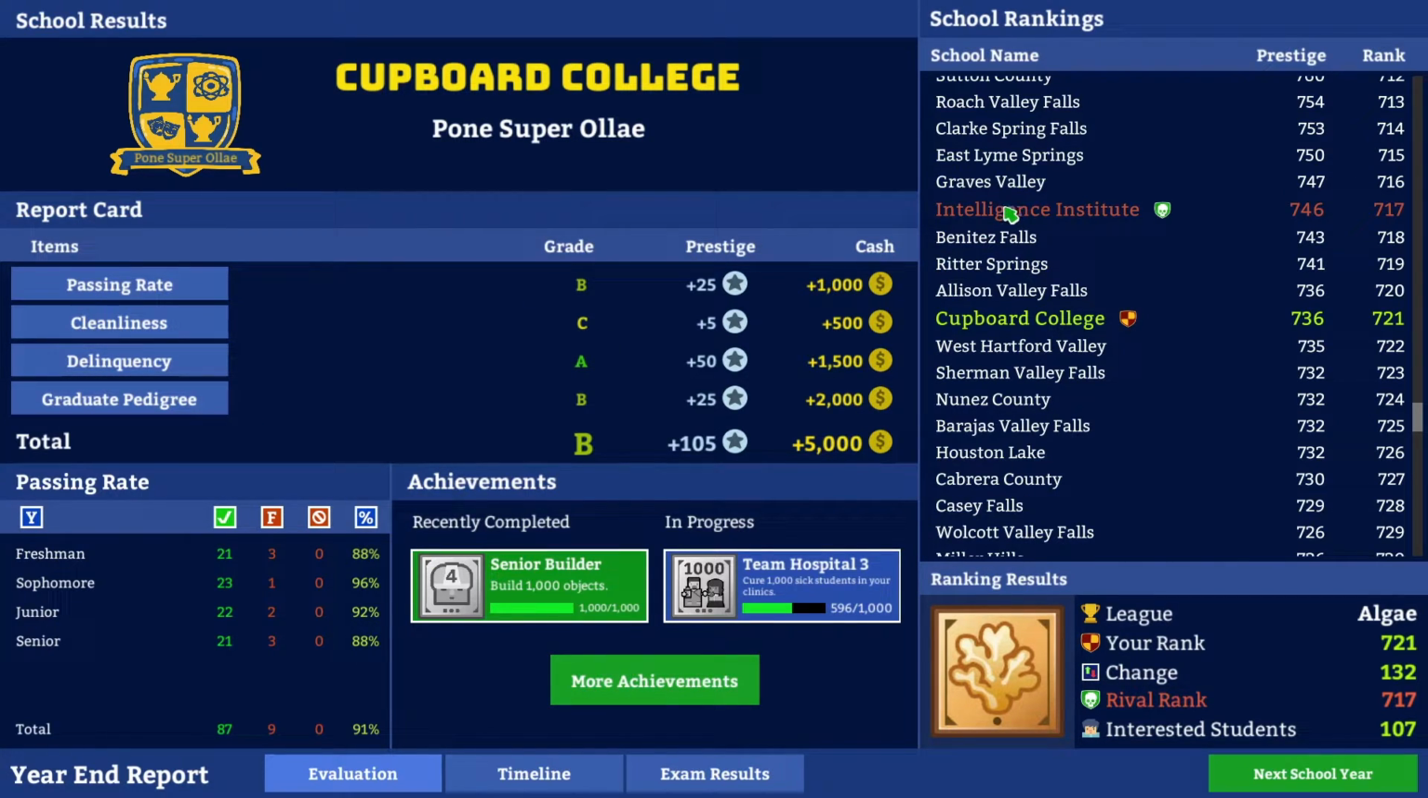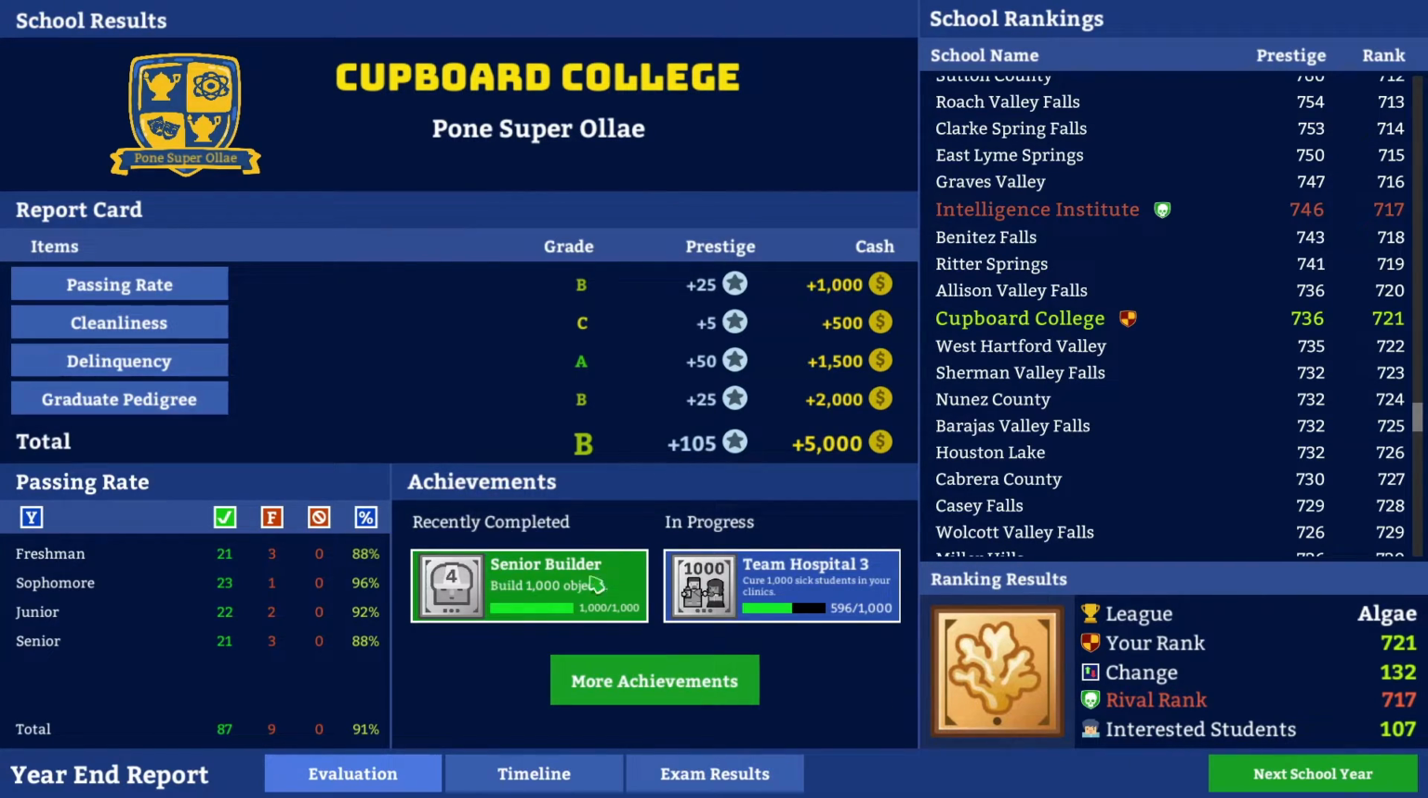We can see who our enemies are. Cupboard College. Oh, look, they're not that far ahead of us now. The Intelligence Institute. Oh, they're like polar opposites. This place is about intelligence and being clever, and Cupboard College is just about drinking tea and petting the dog. Okay, so we're not that far behind our rivals now with their terrifying skull crest. Yeah, okay, so interested students, 107 interested students.